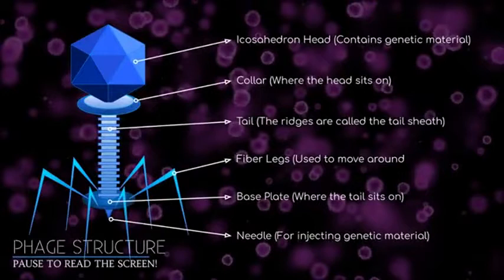Their head is an icosahedron, which is a dice with 20 faces and 30 edges, and the body is called a tail, with a little needle-like structure at the bottom that injects their DNA into host bacteria. They have legs made out of fiber that they can use to move around.